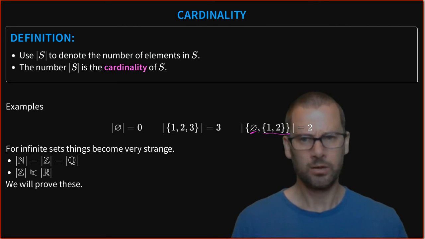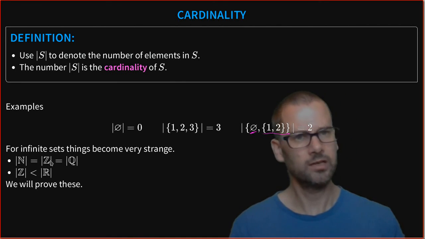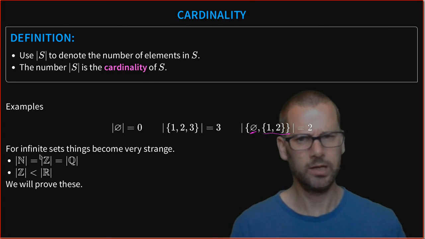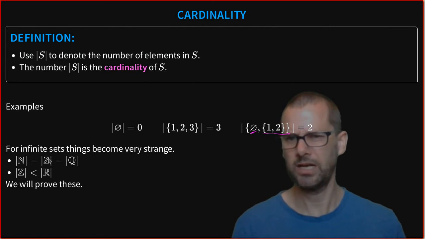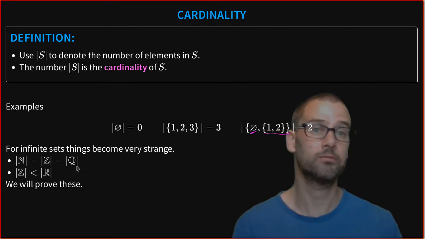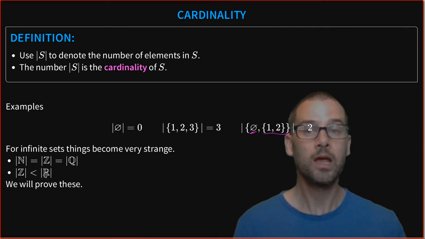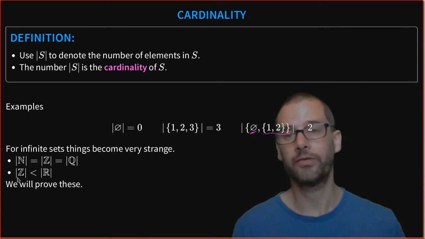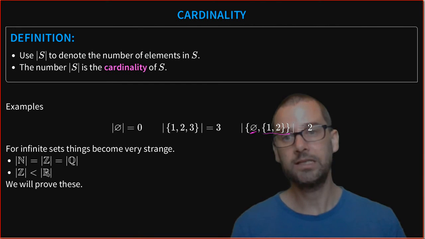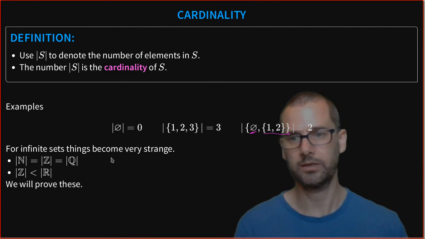For example, we will prove in this course that the number of natural numbers is the same as the number of integers. And this feels kind of weird because there are kind of twice as many things in there as there are in there. But we'll prove this. We'll also prove that the rational numbers are the same size as these two other sets. And importantly, we'll also prove that the set of integers is smaller than the set of real numbers. So we'll prove all of these things in this course.